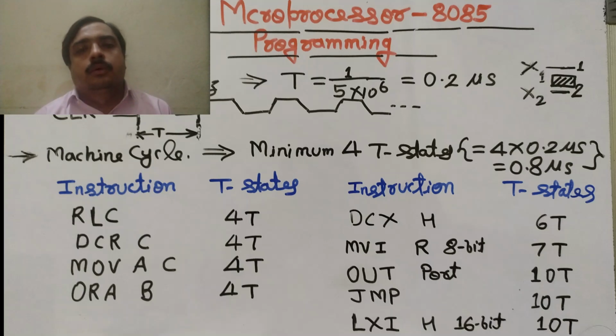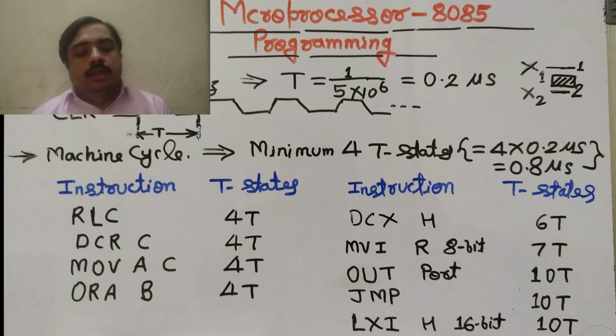The minimum time period required is 4 T states. Some instructions consume more T states. In the second column you can see some special types of instructions, which show the time period consumed. If you talk about DCX H, this is an instruction related to the HL register pair. There are two registers involved in this operation, hence the consumed clock period will be more, and this is 6 T.